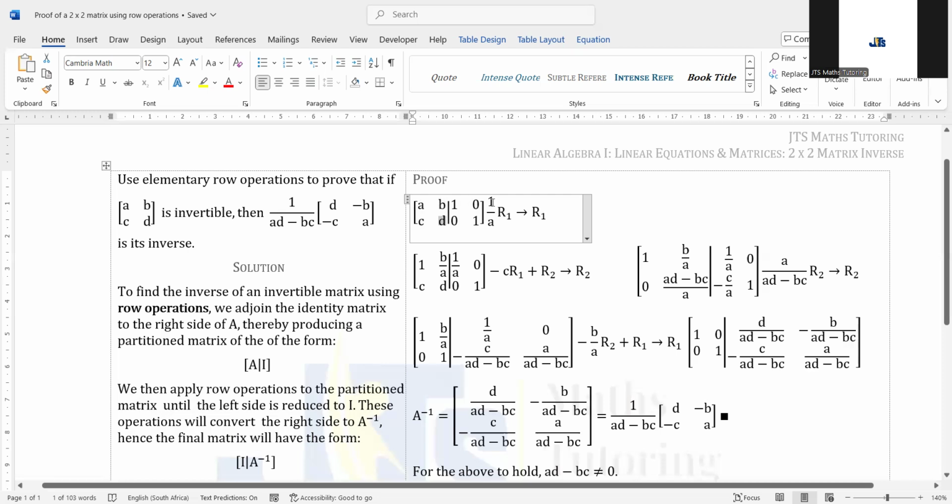Right. Dividing row 1 by A, or multiplying row 1 by 1 over A to give me row 1, this is what I'm going to get right here. I now have my 1 where I want it to be. This becomes B over A, and this one 1 over A, and I've got a 0 right there.